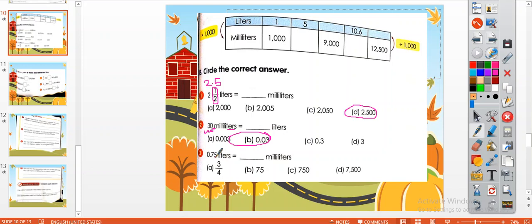And finally, 0.75 liters, how many milliliters are they? You're going to just move the decimal 3 times. 1, 2, 3, 750. Yep, here we go.